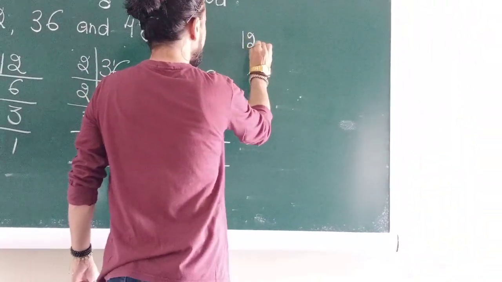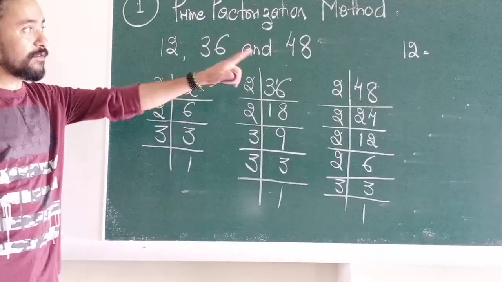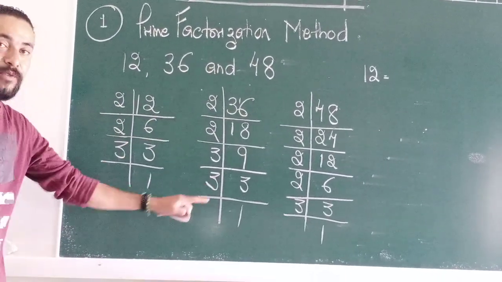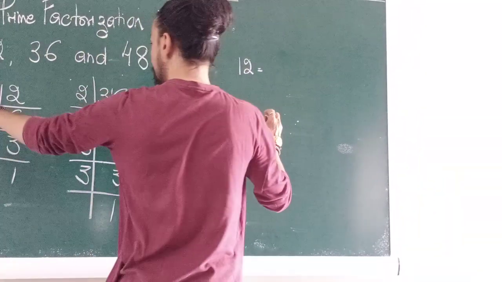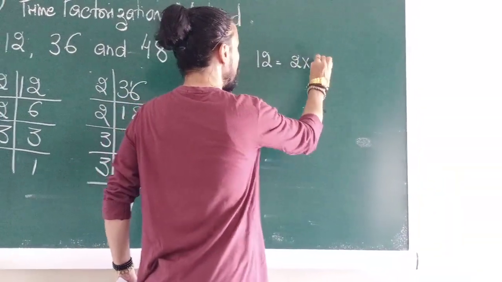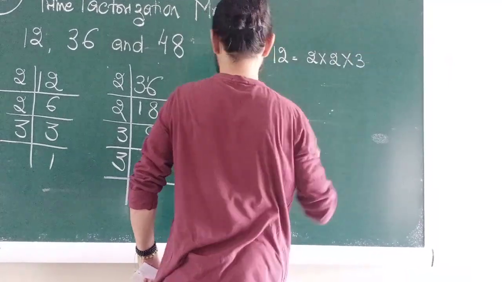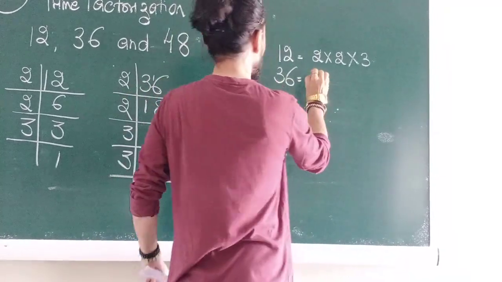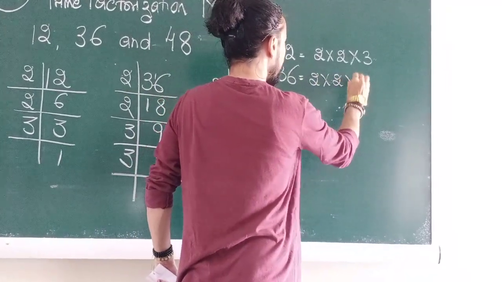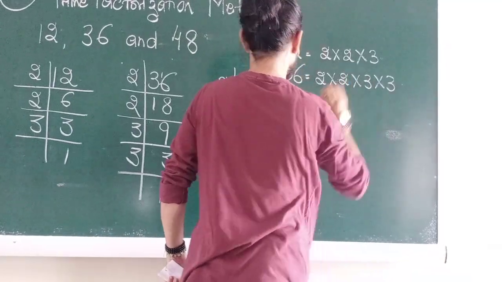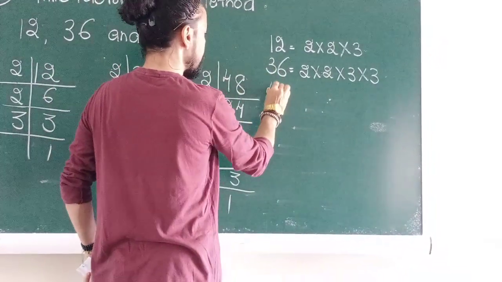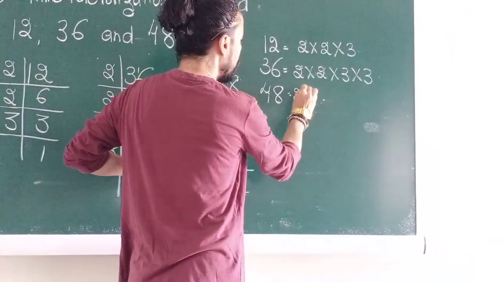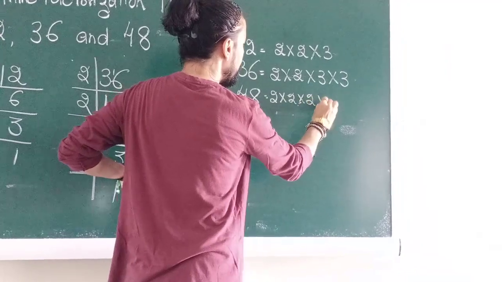So I take 12. Now I don't have any space here, so that is why I am writing it that side of the board. But you will be writing it under the factorization of the 3 numbers. So 12 is factorized as 2 into 2 into 3. 36 is factorized as 2 into 2 into 3 into 3. And 48 is factorized as 4 2's have been multiplied together. So 2 into 2 into 2 into 2.